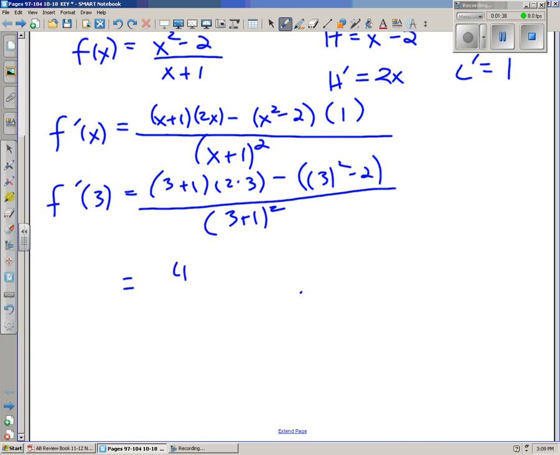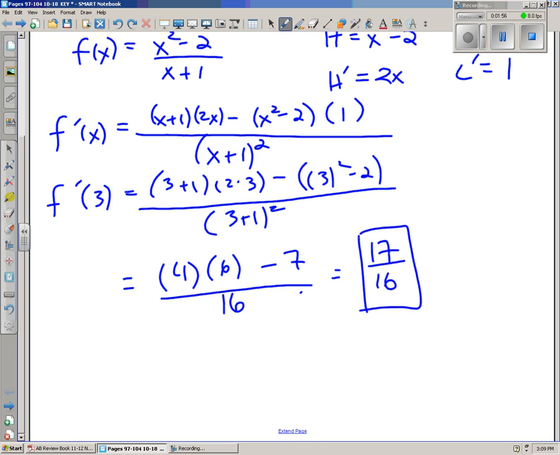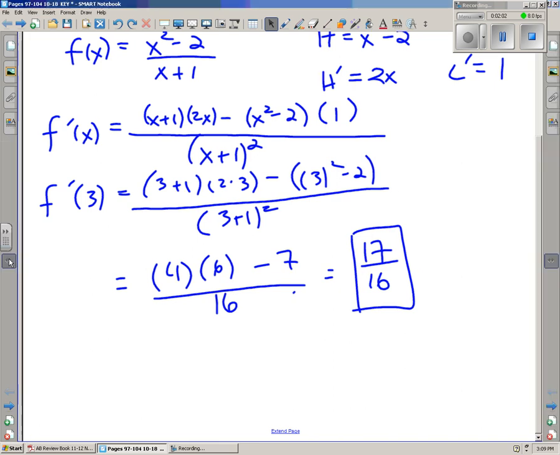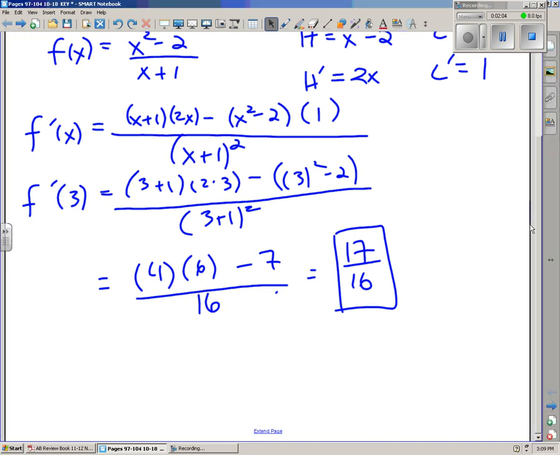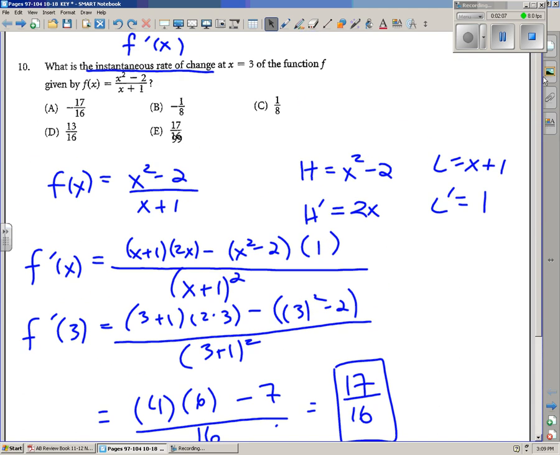3 plus 1 is 4. 2 times 3 is 6. Minus 3 times 3 is 9. Minus 2 is 7 over 16. 3 plus 1 squared is 16. So we get 4 times 6 is 24. Minus 7, which is 17 over 16. Which I believe is a choice. That is indeed choice E, 17 over 16.